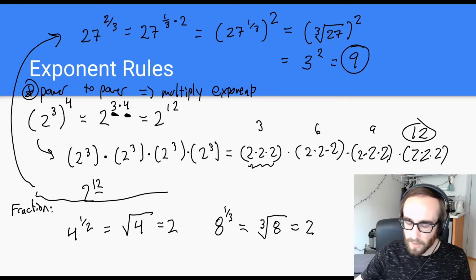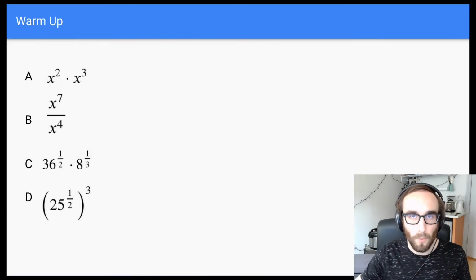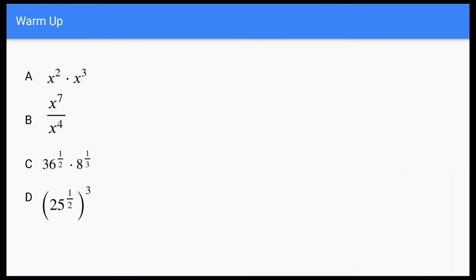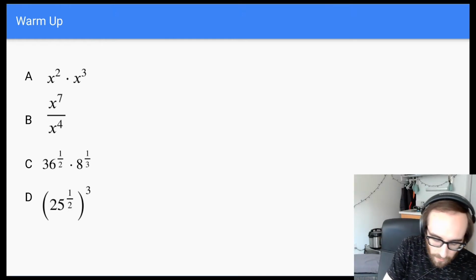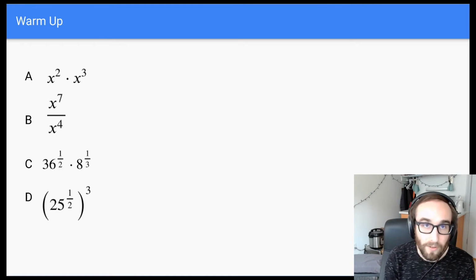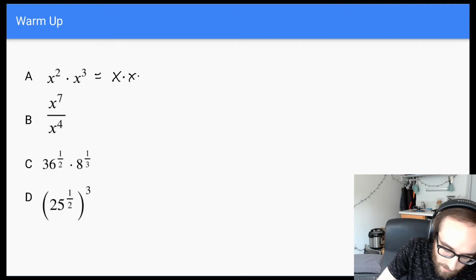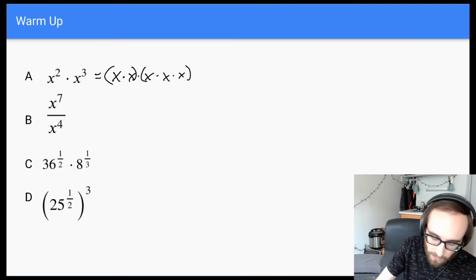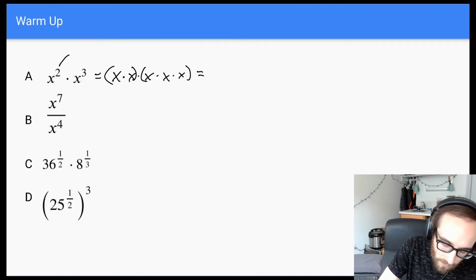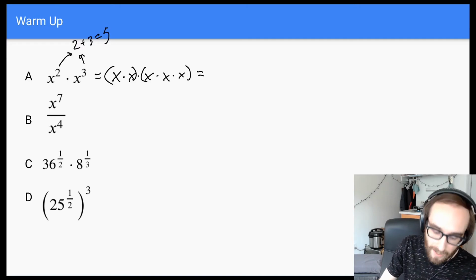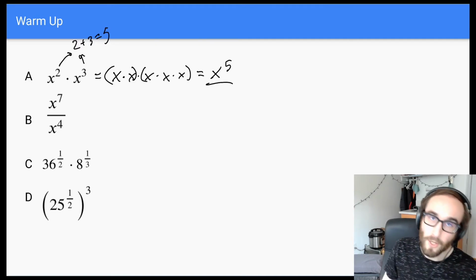All right, next up, I want to take a look at a few example problems, to see how to apply some of these properties that we just learned. Okay, first off, we have x squared times x to the 3rd power. You could, again, write these out using our expanded form. You could also add the 2 exponents. 2 plus 3 equals 5, because we have the same base, x. So x to the 5th is our answer.